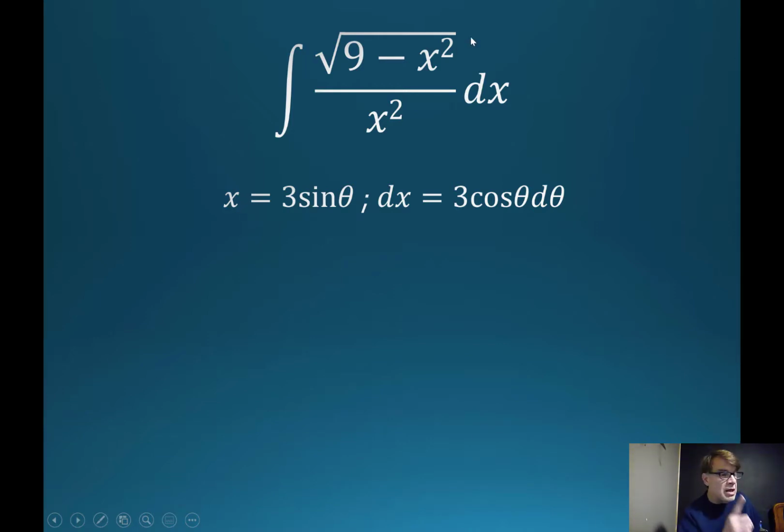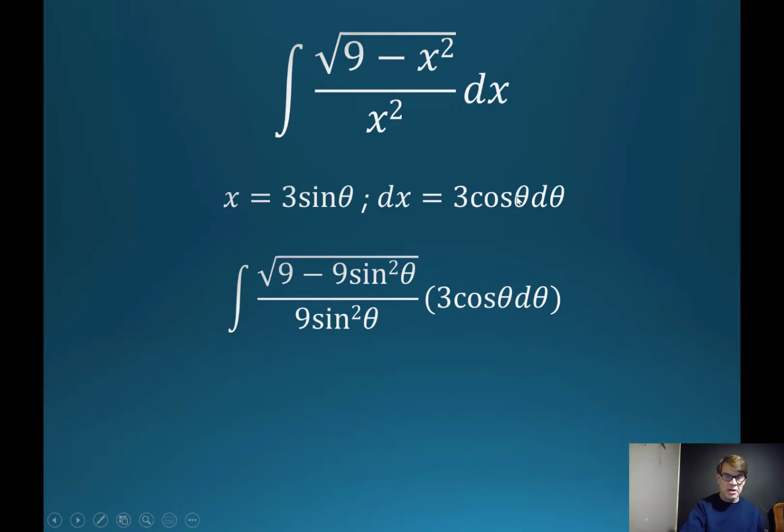By the way, this is a step that I have often missed with this one. You need to fill in for the dx too. So what is the derivative of 3 sine of theta? Well, dx over d theta equals 3 cosine of theta, or dx equals 3 cosine of theta d theta. Okay, so now we're going to plug in this for all the x's, and plug in this for dx. Again, don't forget to plug in the dx, because I missed several homework problems at one point because I couldn't figure that out.